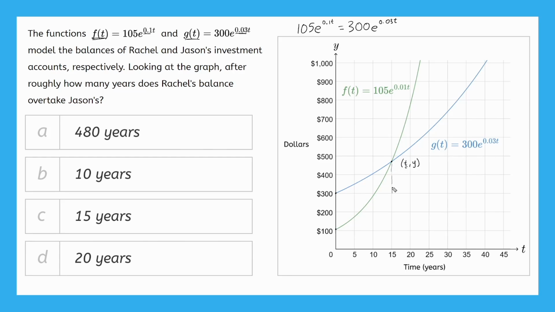And so we can draw a line down here to see what is the value for t, so how many years. And it looks like it's pretty much right on the dot, 15 here. So looking at our answers, we can see that the correct answer is C, 15 years.